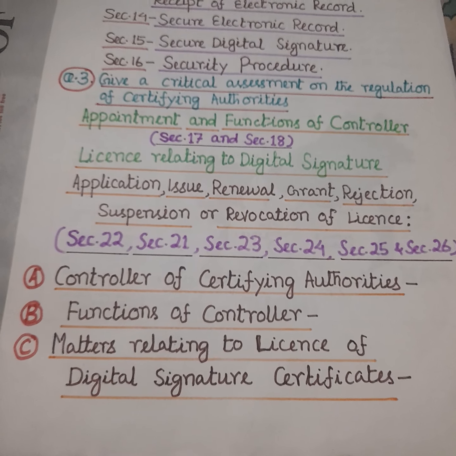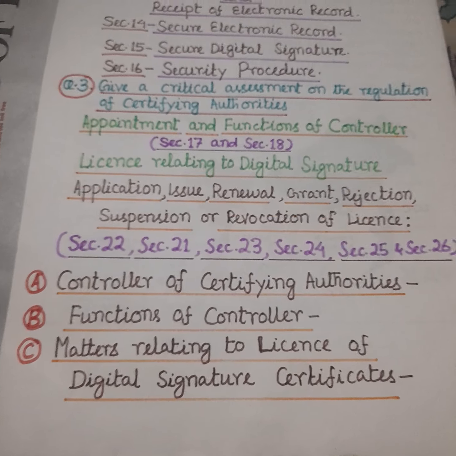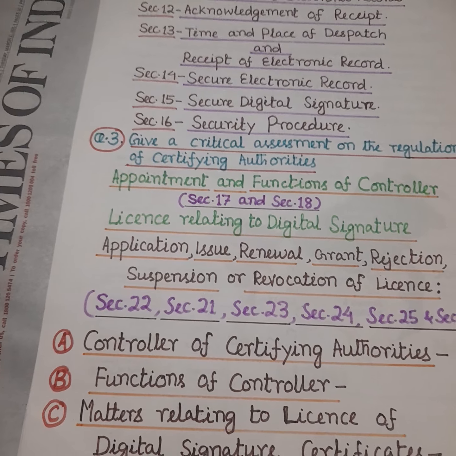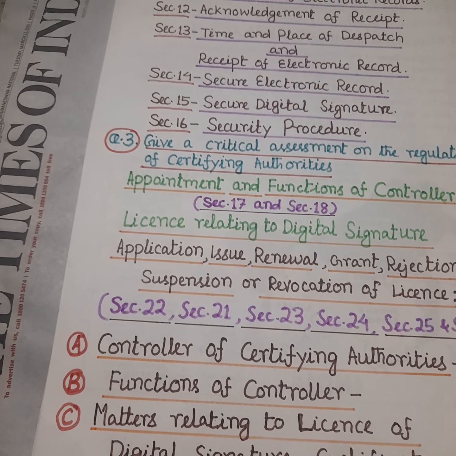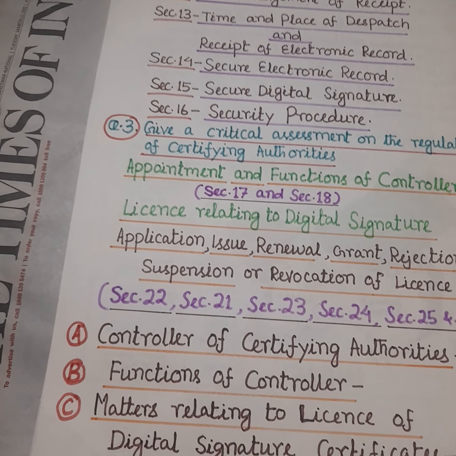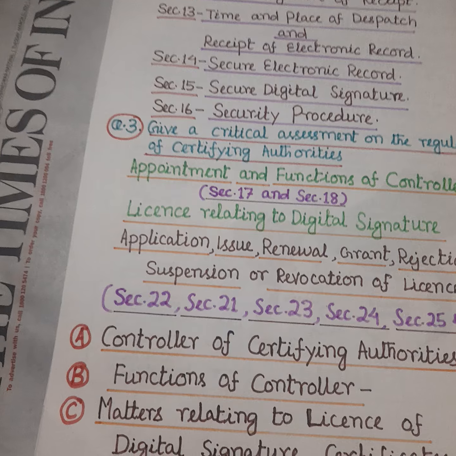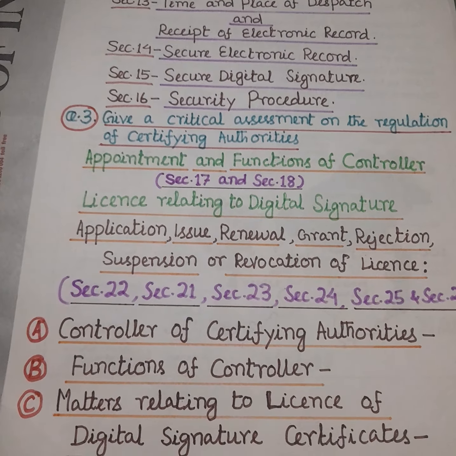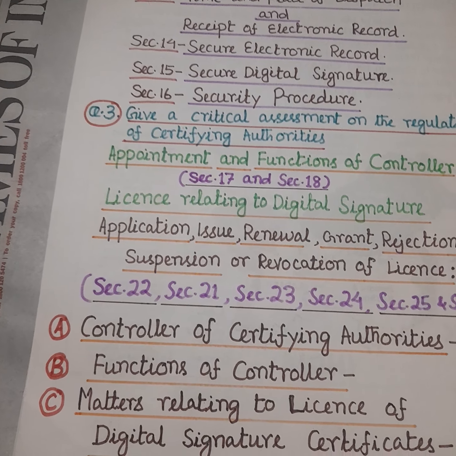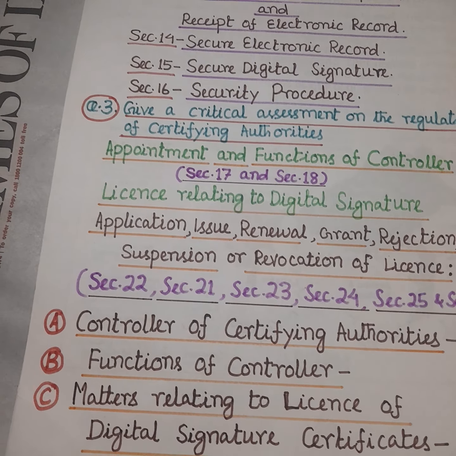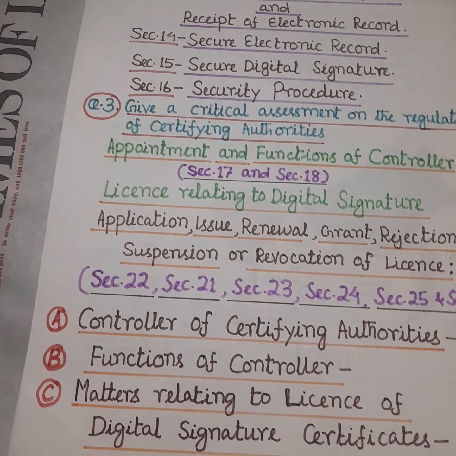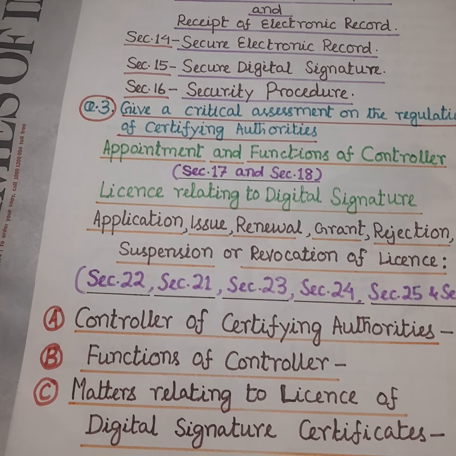As per the provisions of Section 11 of the Information Technology Act, an electronic record shall be attributed to the originator if it was sent by the originator himself, or by a person who had the authority to act on behalf of the originator in respect of that electronic record, or by an information system programmed by or on behalf of the originator to operate automatically.